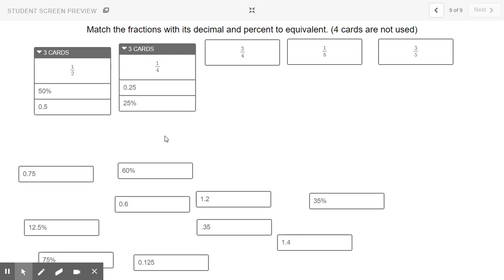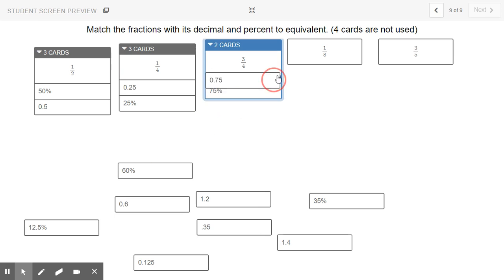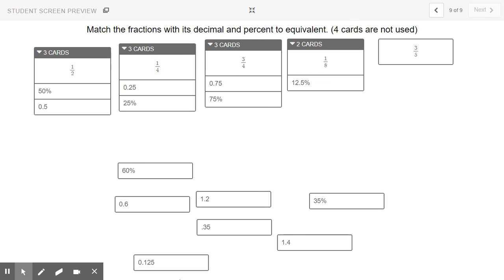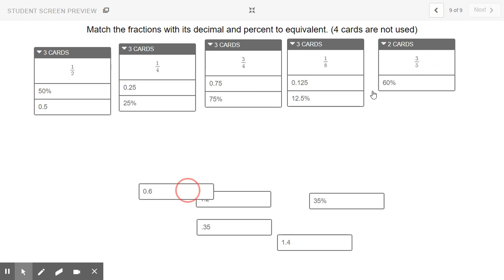3/4 is, again, like quarters, which is 75%. And as a decimal, it'd be 0.75. 1/8 is half of a fourth. If a fourth is 25%, half of that is 12.5%, which equals 0.125. And then the last one, 3/5. 3/5 comes from 1/5, and 1/5 is 20%. So 3/5 is 60%, and that's 0.6. And that's it. Feel free to try any of these problems again.